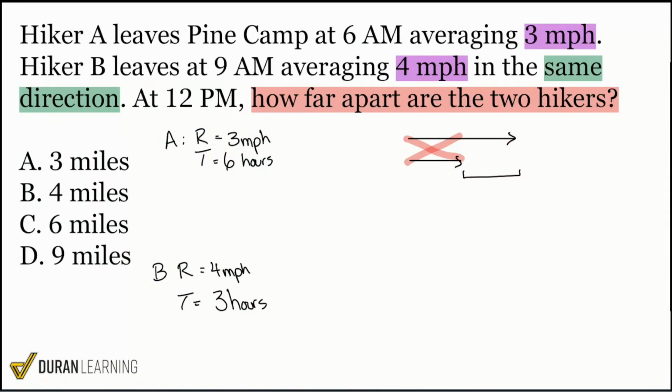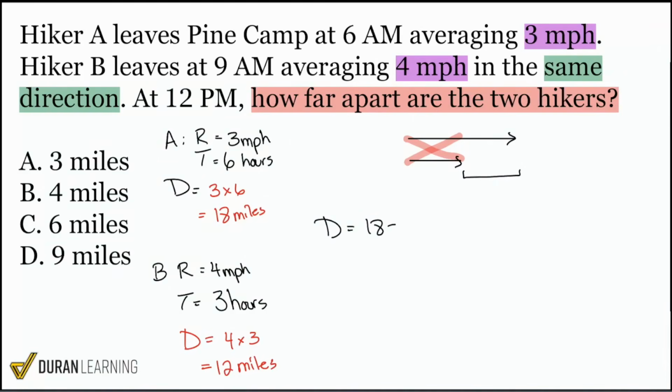So now that we have the rate and the time for each of these individuals, we can calculate those distances, which distance here equals 3 times 6, and that's going to be 18 miles. Then for hiker B, we have that distance being 4 times 3, and that'll be 12 miles. So now that we have those distances individually, we'll subtract to get that final distance apart.